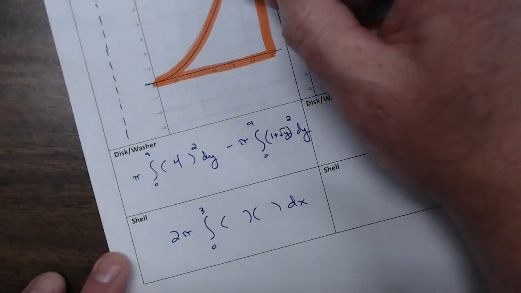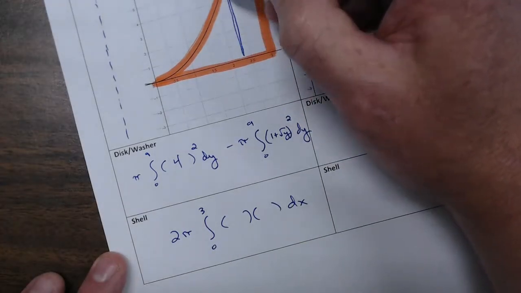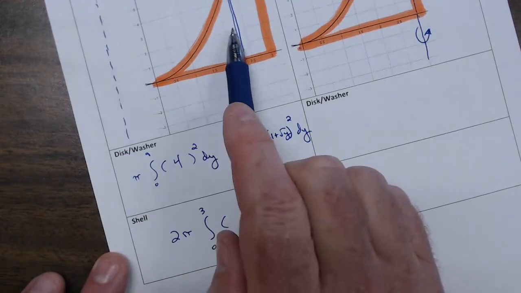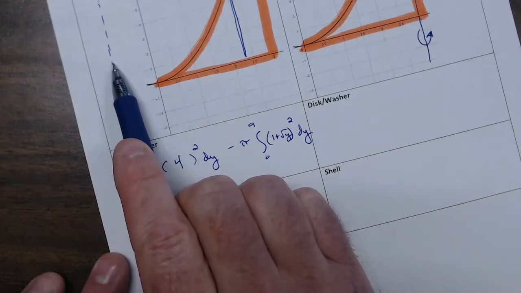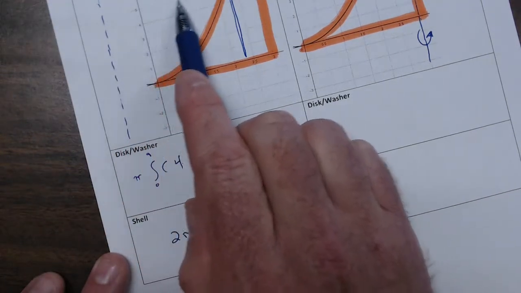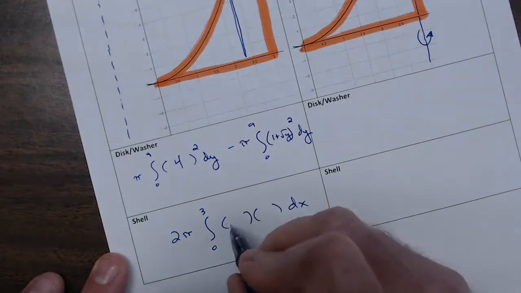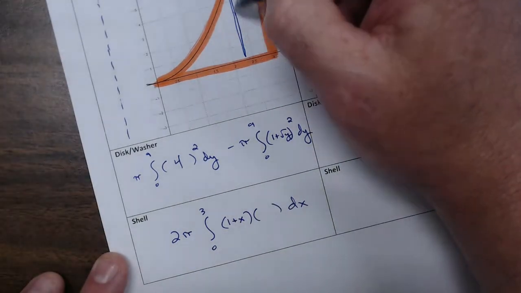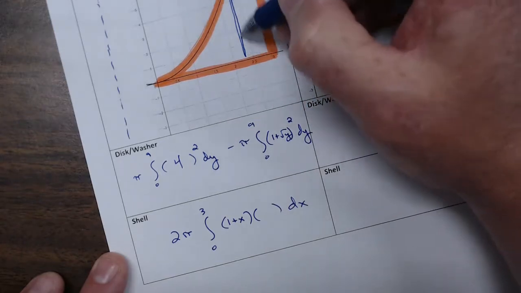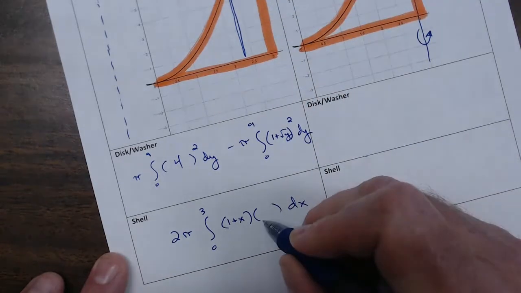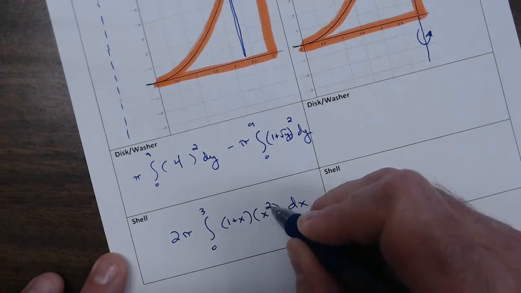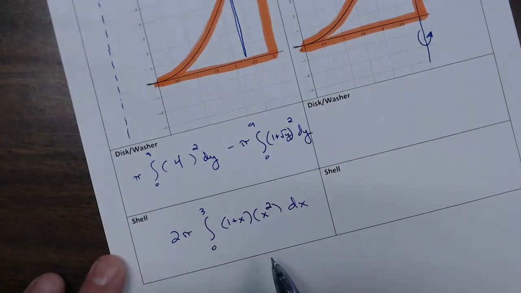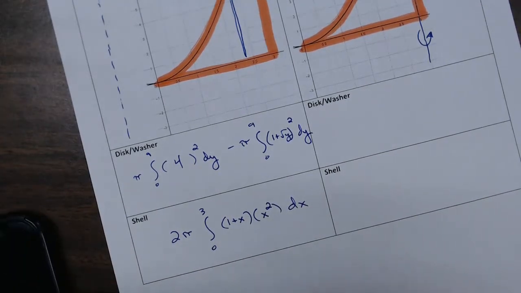So let's see. Here's one of the shells. It's wrapping around. What's its radius every time? It looks like it's going to be 1 plus whatever the x value of the function is. And what's the height of each one of these? It is the y value of the function. I'm not going to write y there, I'm going to write the function. Okay, so there's our integrals, and let's check it out again here.